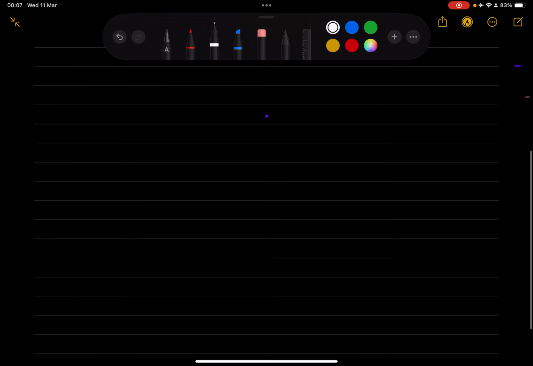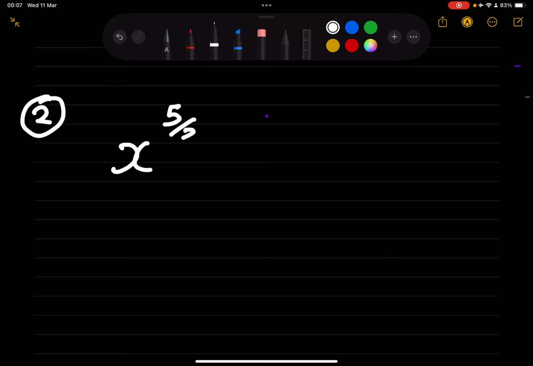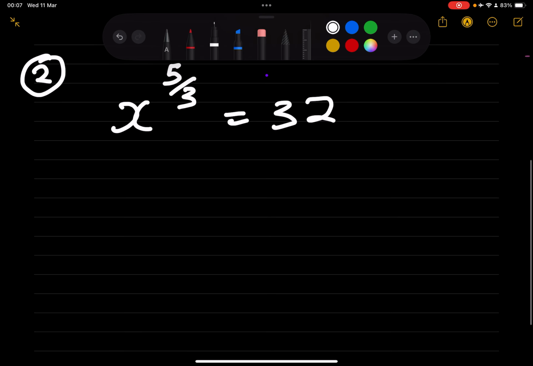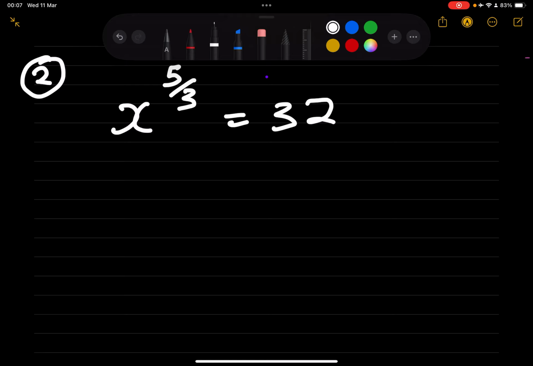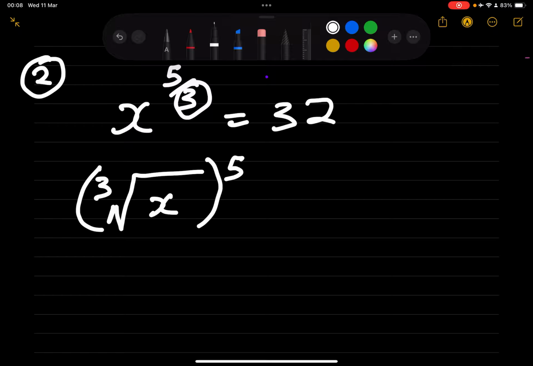Let's go to 2. On question 2, we have x to the power 5 over 3 equals 32. We need to convert to a root. The root is 3. Remember, we said the denominator is your root. So we have a cube root of x all to the power of 5. The numerator is your power. So the power is 5. And then we have 32.